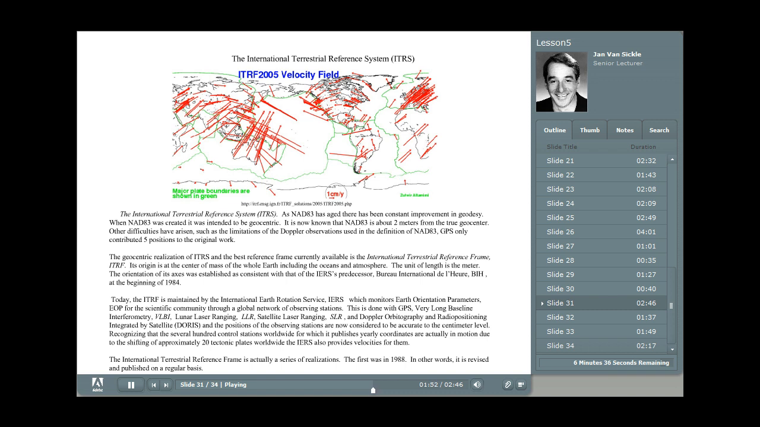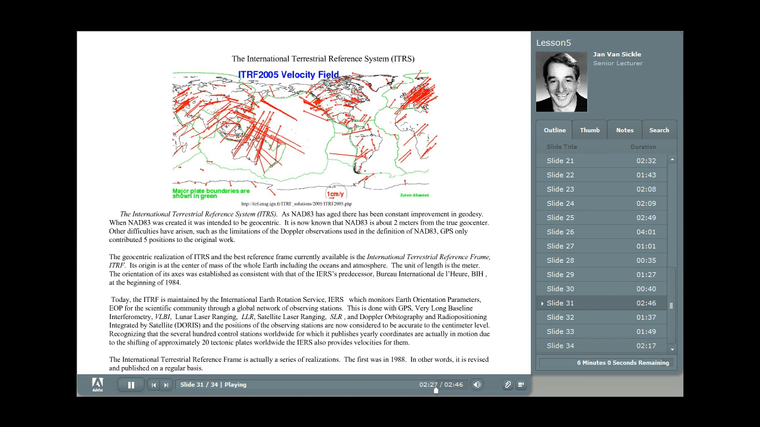The positions of the observing stations are now considered to be accurate to the centimeter level, recognizing that several hundred control stations worldwide for which it publishes yearly coordinates are actually in motion due to the shifting of approximately 20 tectonic plates. The IERS provides velocities for these control positions. The International Terrestrial Reference Frame is actually a series of realizations. The first was 1988. In other words, it's revised on a regular basis.